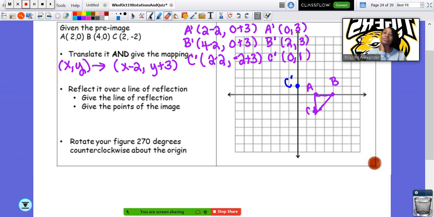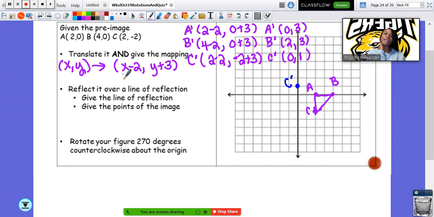And I'm going to tell you how I knew. This is a translation. And I knew I needed to slide all the points back 2 and then slide them all up 3. So I knew that. So I knew something was wrong. And I was able to figure it out because I understand what a translation is. And some of you guys make that mistake as well. So make sure you can check yourself.